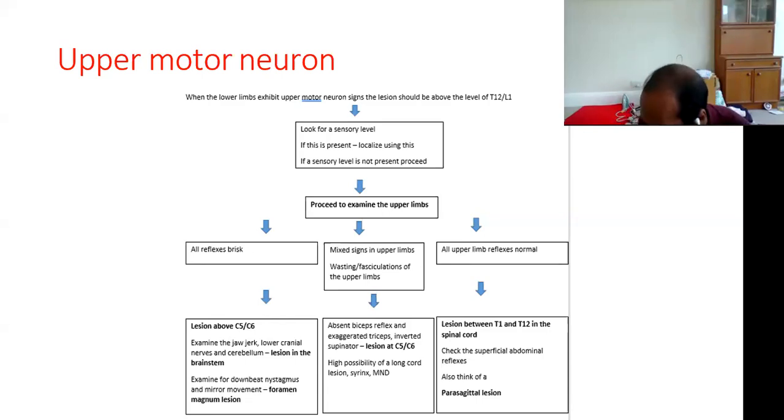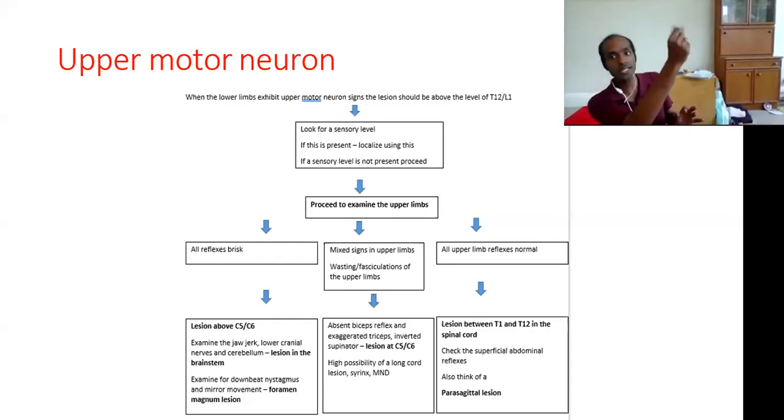So scenario, lower limbs are spastic, no sensory level. Examine the upper limbs, like this algorithm says. Okay, examine the upper limbs. Upper limbs, C5 C6 is absent. C7 C8 is brisk, and the supinator is inverted. Supinator is inverted. That is, what did we say about inverted supinator?